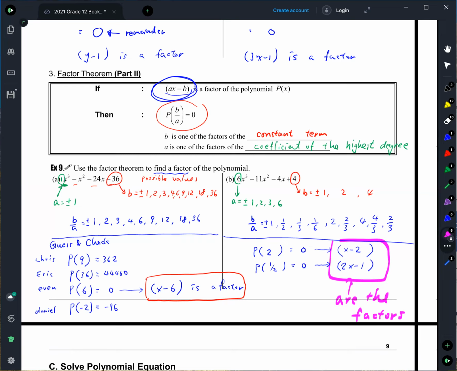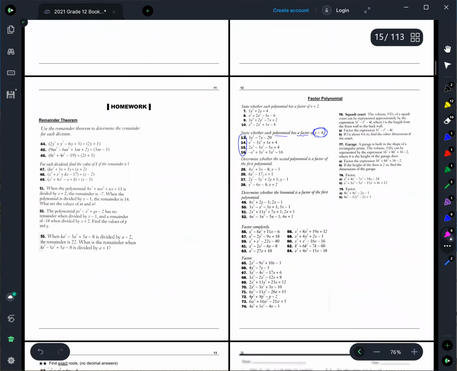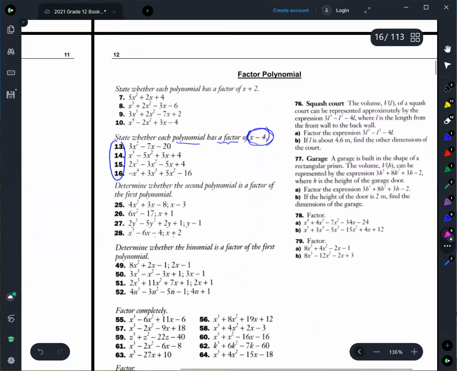Okay, so do you need any help for the homework? Eric, Evan, and Waylon? Jason, can you go over page 12, question 15? Which one? Page 12, question 15. Yeah.